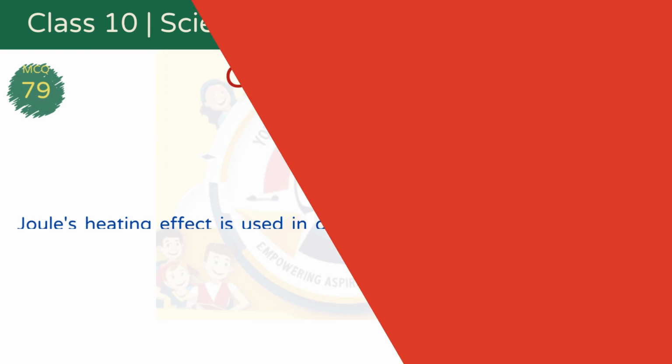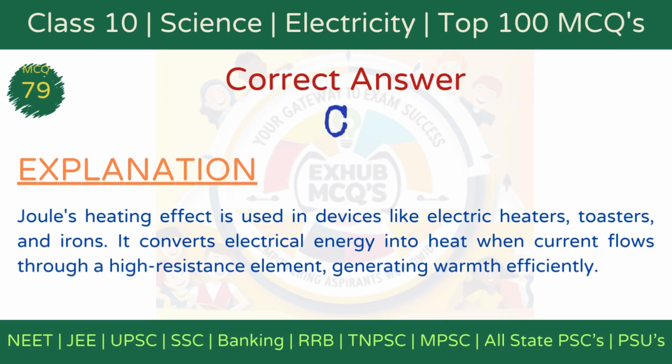The correct answer is option C, electric heating devices. Explanation. Joule's heating effect is used in devices like electric heaters, toasters, and irons. It converts electrical energy into heat when current flows through a high-resistance element, producing useful thermal energy.